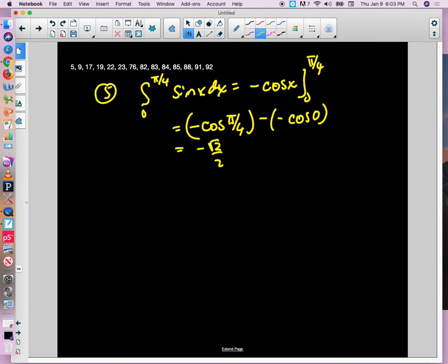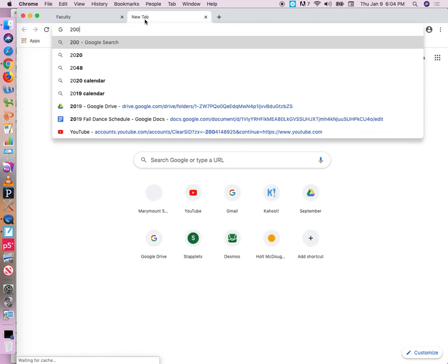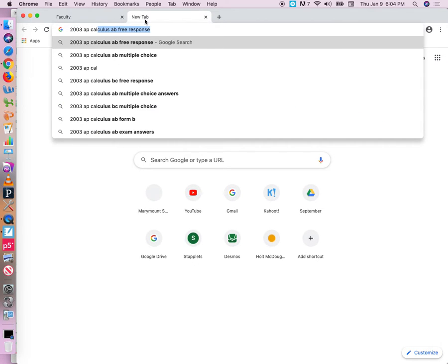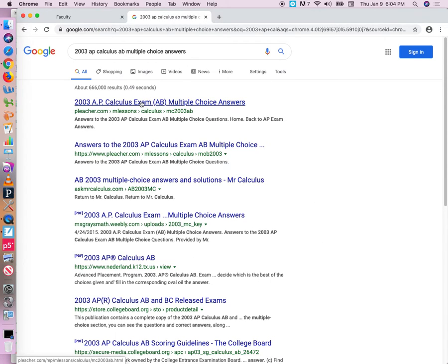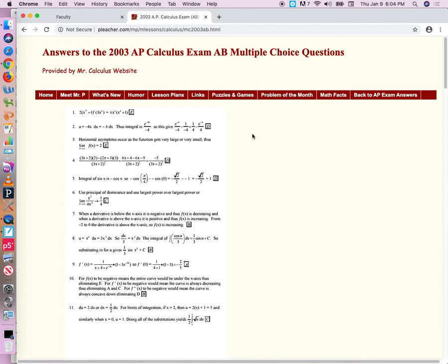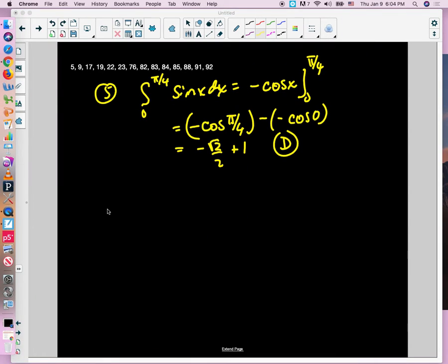Answer choice A, but this is minus a negative 1, so this would give me plus 1, and so it would be answer choice D. I actually haven't checked all my answers, so let's look at this. Let me check them as I go. Let's see if this gives it to me. Alright, so number 5, D. Alright, so far so good.